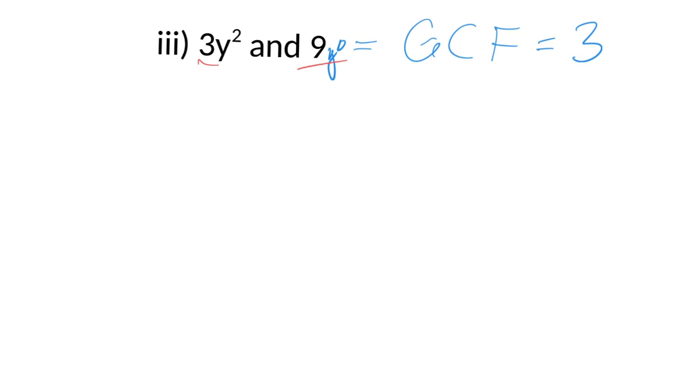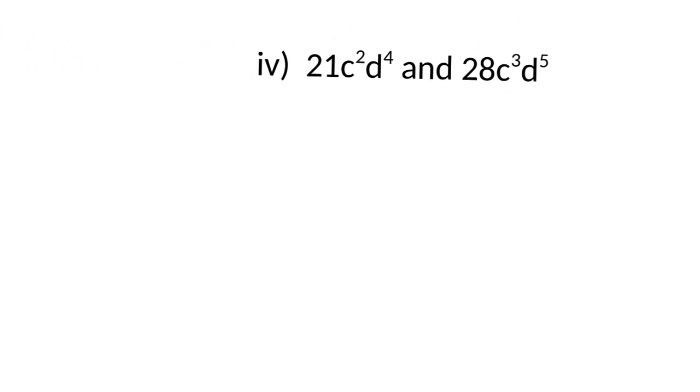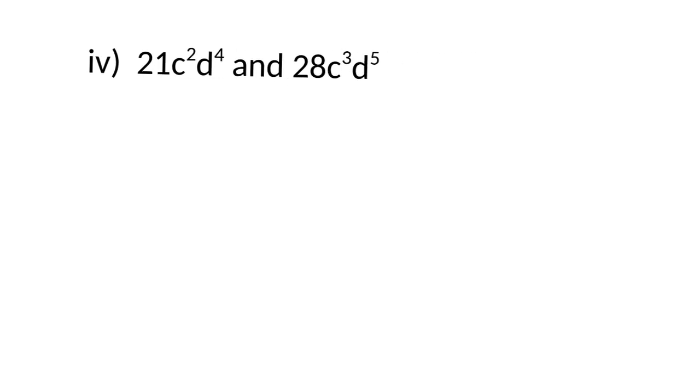Okay, so now let's take a look at our next problem. It's crazy, right? What's the biggest number that divides the 21 and the 28? 7. So we start by looking at the coefficient, and we find that the GCF for the coefficient is 7. Now we have to look at the letters. We have to check to see if our letters are in both of them.